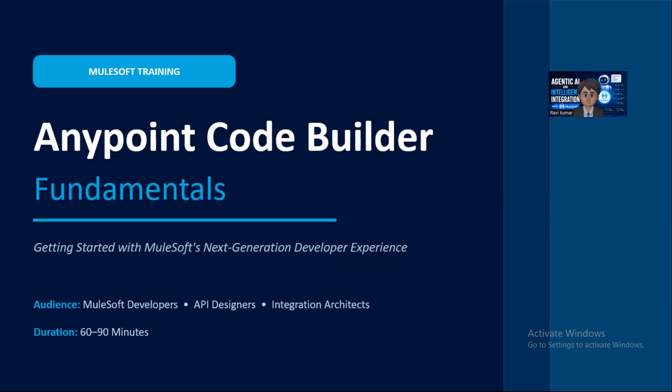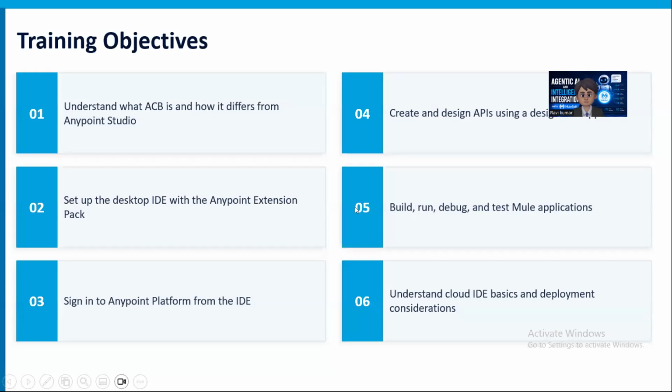First, we will start with Anypoint Code Builder. Today our objective will be to understand the ACB and how it's different from Anypoint Studio. Then we will set up the desktop IDE, and we will use VS Code and the Anypoint extension pack. After that, we will log in with Anypoint platform.